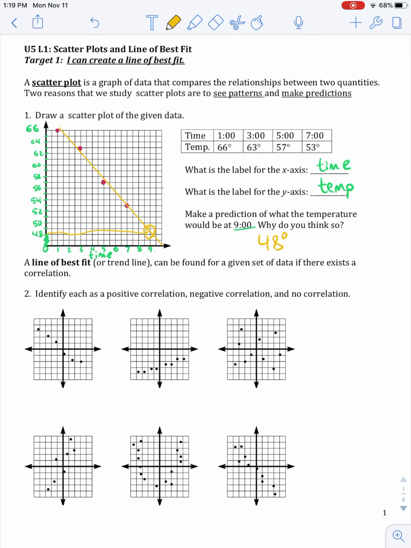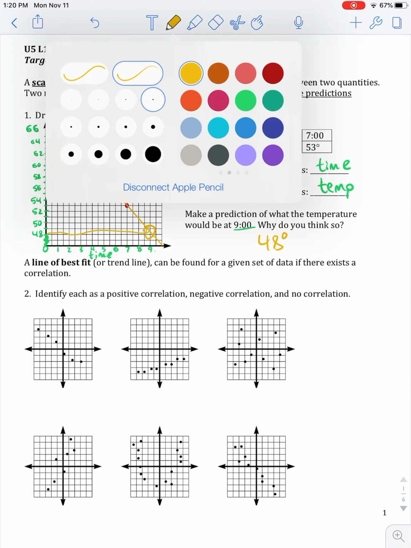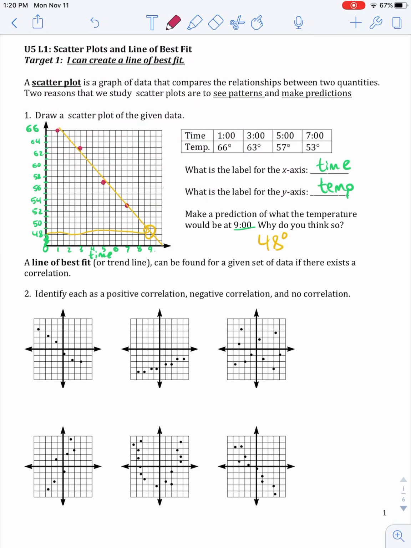Either one of those would be accepted. So we're just kind of making a prediction based on what the other data values look like. A line of best fit or trend line can be found for a given set of data if there exists some kind of correlation. Not everything has a perfect correlation, but when you can see it, you can use that to make predictions about future points.